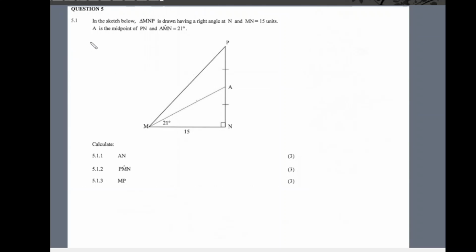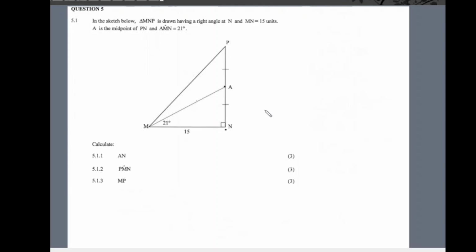So 5.1. In the sketch below, triangle MNP is drawn having a right angle at N, and the side MN is 15 units. A is the midpoint of PN. If A is the midpoint, this point divides this line into 2 equal halves. So therefore PA and NA are equal, right? Because A is the midpoint.